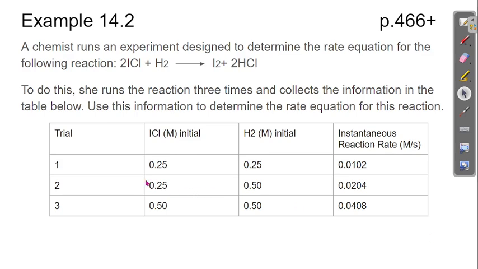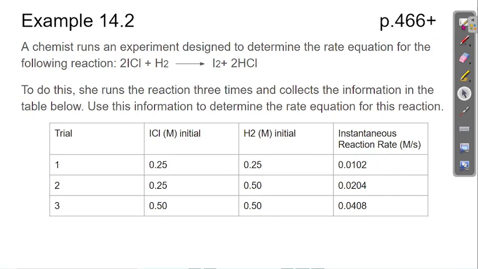Let's look at this. You have trial 1, 2, and 3. You have the concentration of the first reactant. So this is A. It's going to give us the value of X. And here you have the second reactant, hydrogen, and this is going to give us the value of Y. And this right here is going to help us calculate those X's and Y's and then find the K.